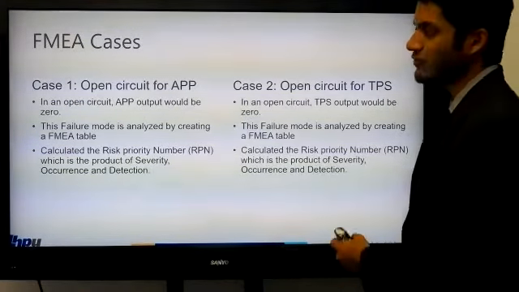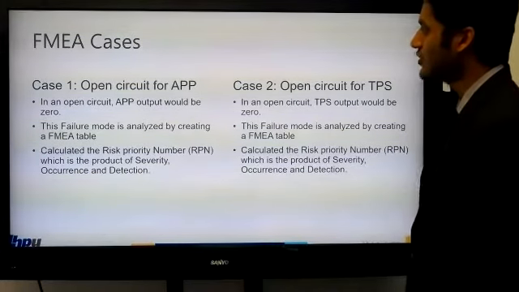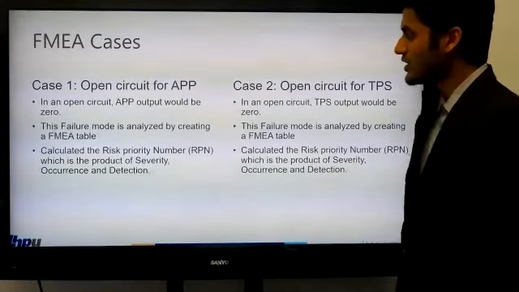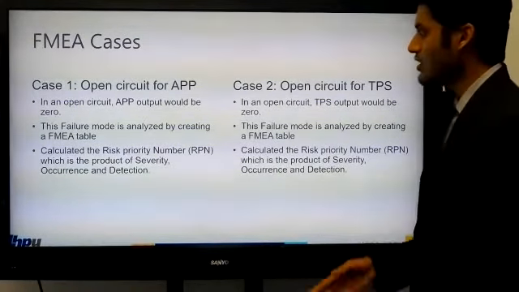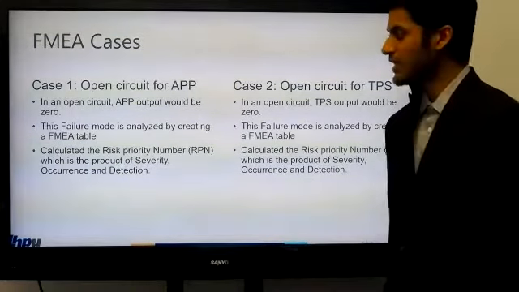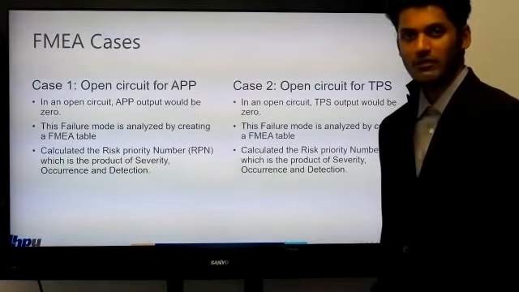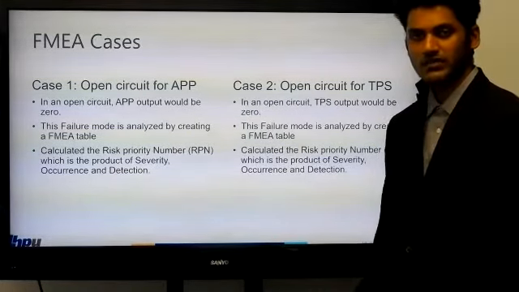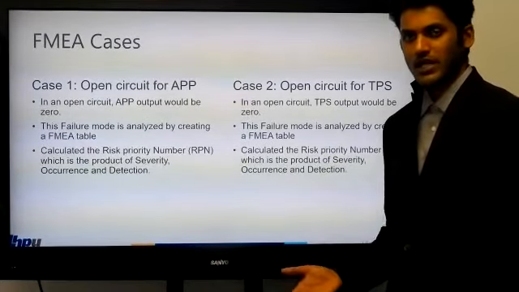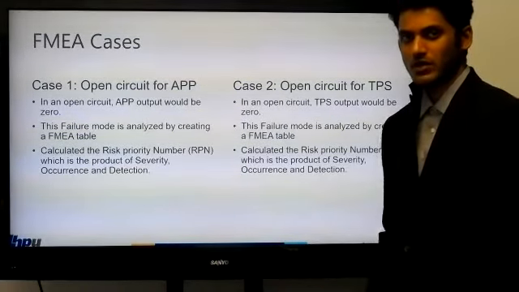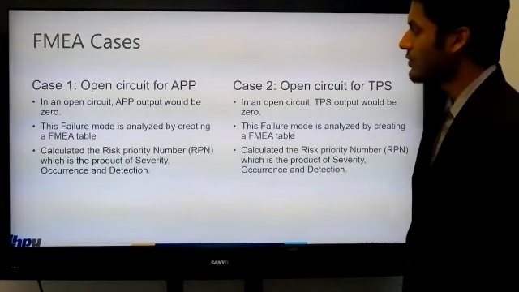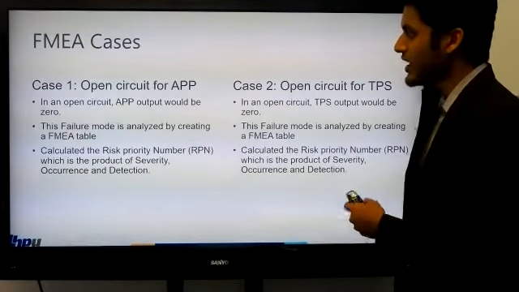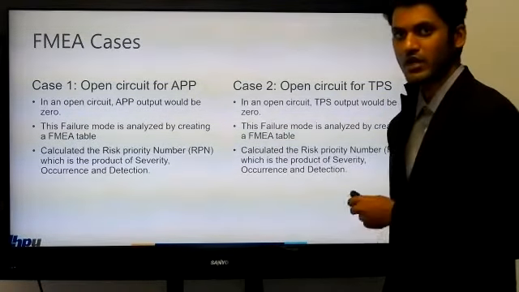So we also performed 2 FMEA cases on open circuit for accelerator pedal position and throttle position sensor. In an open circuit, the output would be 0. So the failure mode is analyzed by creating an FMEA table. The main purpose of the FMEA table is to calculate the risk priority number, which is a product of severity, occurrence, and detection. We calculated it and found out ways to reduce the risk priority number. The basic solution for this would be to check the wire harness and make sure that the hard wiring configurations are done right in order to avoid the open circuit.